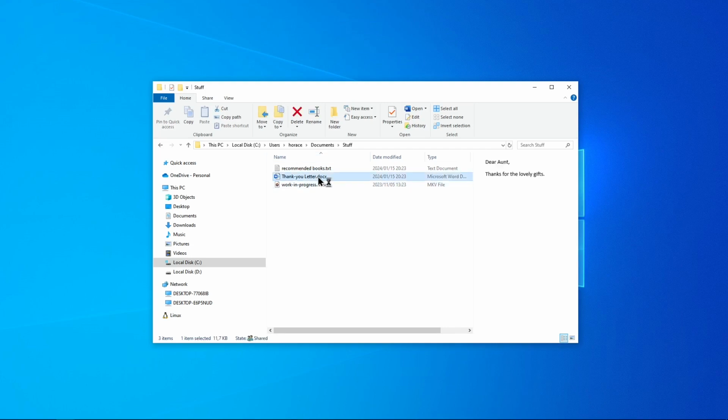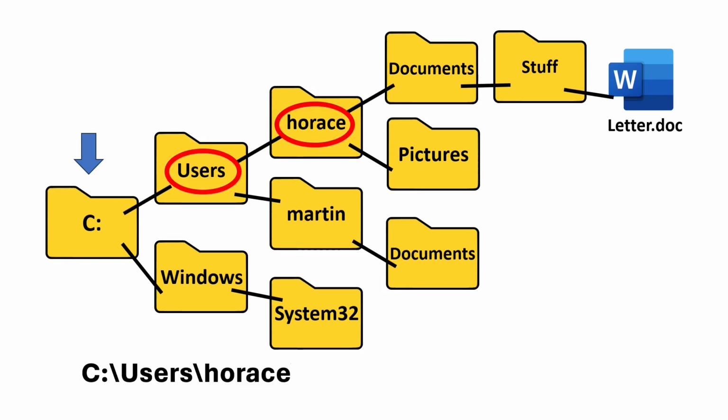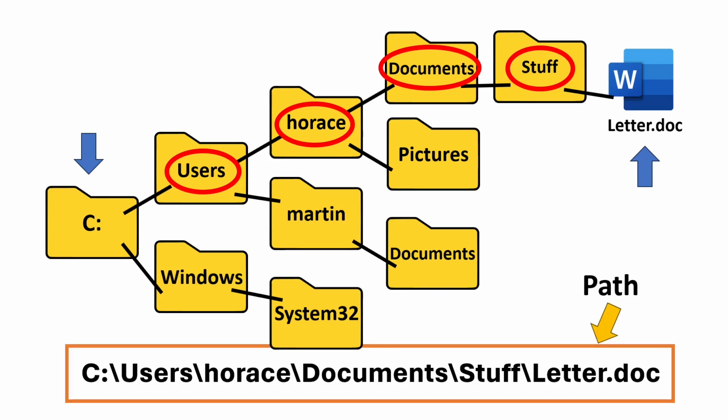And you might have noticed that as I went through these, all of these updated at the top, and this is called a path. Now the path is the route I took to get to my document. I started here at C, which is a root folder, then went to Users, Horace, Documents, Stuff, and finally to the letter.doc inside of there. And this at the bottom is called the path. It shows me the whole way I went to get to that point.